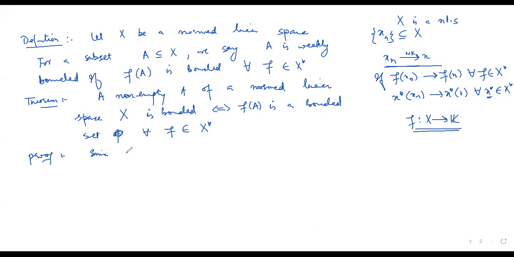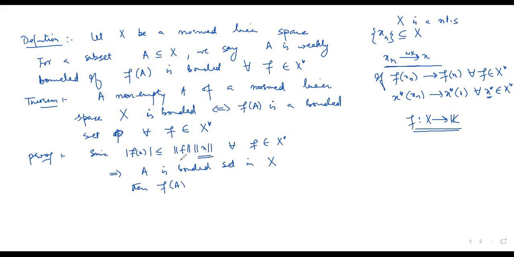Now since |f(x)|, because f is a bounded linear operator, is less than or equal to norm of f into norm of x for all f belonging to X star, it implies that if A is a bounded set in X, then f of A, यानी अगर मैं A के कोई एलिमेंट्स लूं जो यहां से बाउंडेड है तो f(x) भी less than or equal to some number times, जो कि एक फिक्स्ड नंबर है, norm of f into this. सेट f of A is bounded.